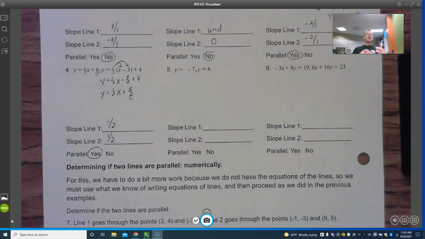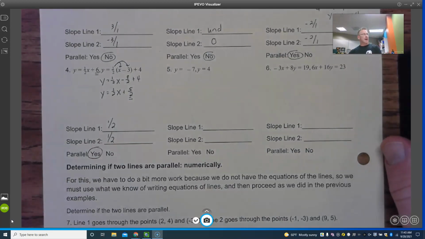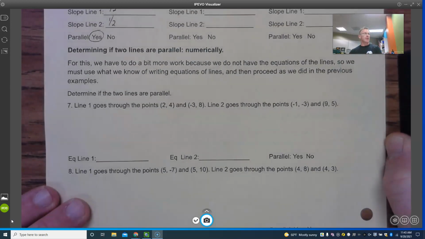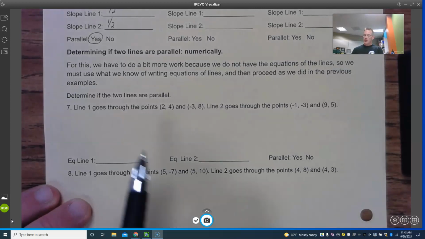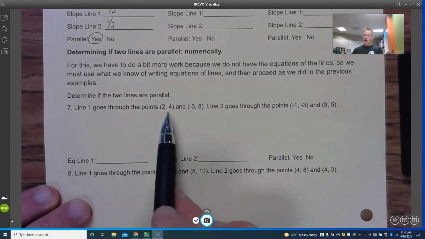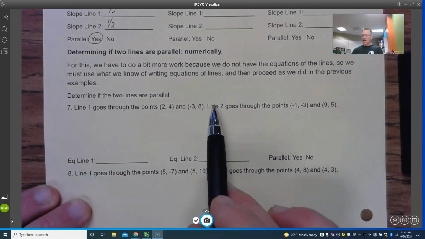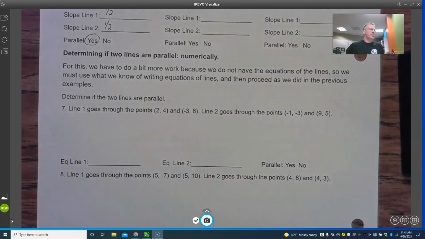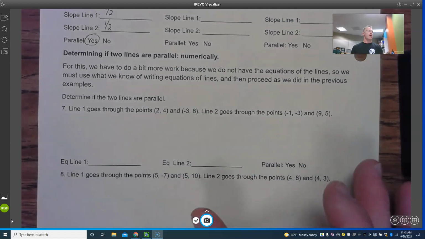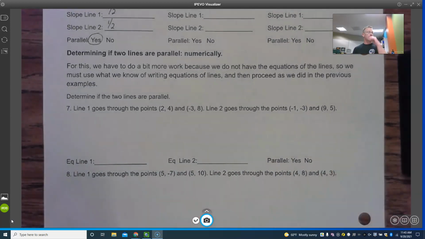All right, so that's the first way. That's working with equations, analytically. Now, let's talk about doing it numerically. So we want to determine if these two lines are parallel. Notice that line 1 goes through these 2 points, and line 2 goes through these 2 points. This is why we did all the algebra review before we got to this particular lesson, because the first thing I want to do is find the slopes and compare those.